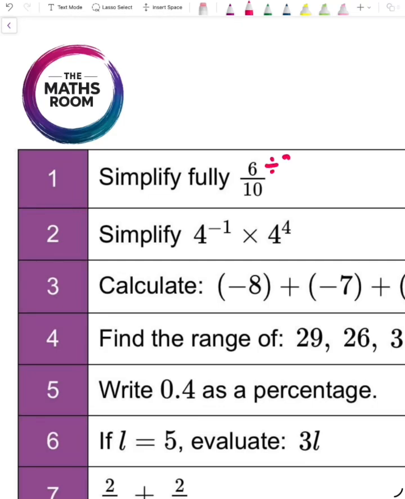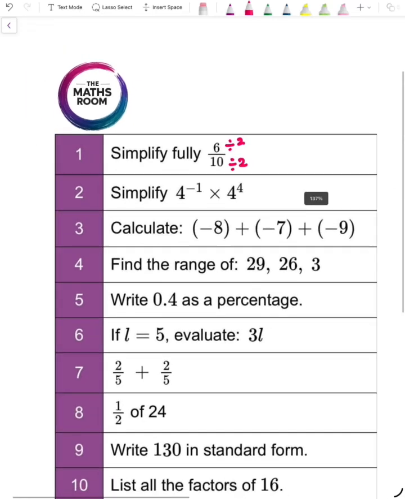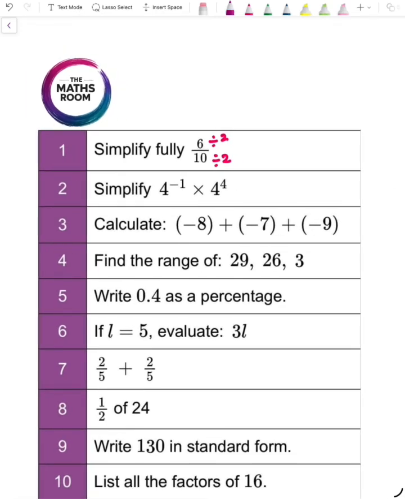So let's divide both by 2. If I divide both by 2, I'm left with 6 divided by 2 is 3. 10 divided by 2 is going to give me 5, and that's my final answer.